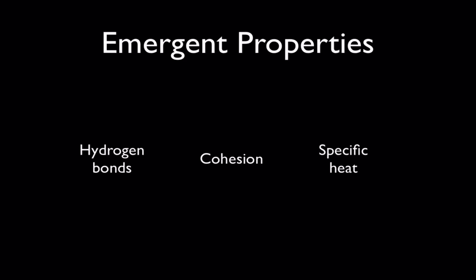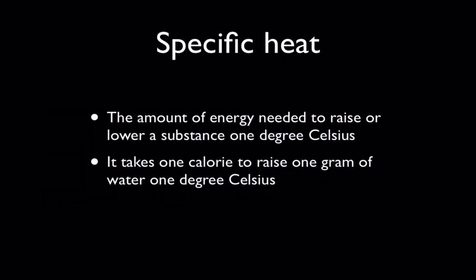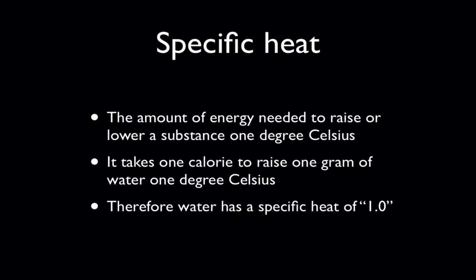Another emergent property of water is specific heat. Now, specific heat is actually arising from the fact that water molecules are cohesing, or they're hydrogen bonding with each other. Let me show you what I mean. Specific heat is a property of all matter. Water happens to have a specific heat of 1.0. So what that means is it takes 1 calorie of energy to raise 1 gram of water 1 degree Celsius.